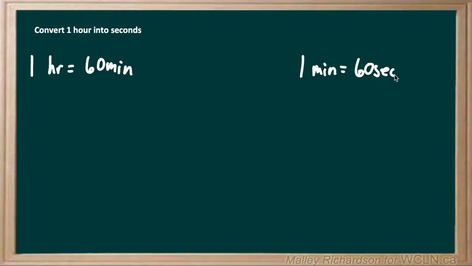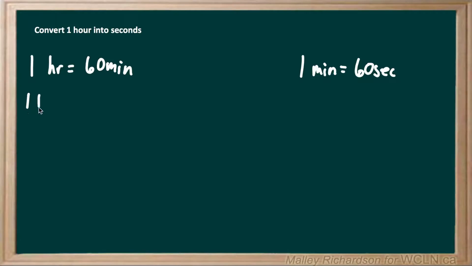So we're going to first write our relationship between hours and minutes. Looking at our formula sheet, we know that 1 hour is the same as 60 minutes. And we also know that 1 minute is the same as 60 seconds. So knowing these two relationships, we can write our conversion factors.